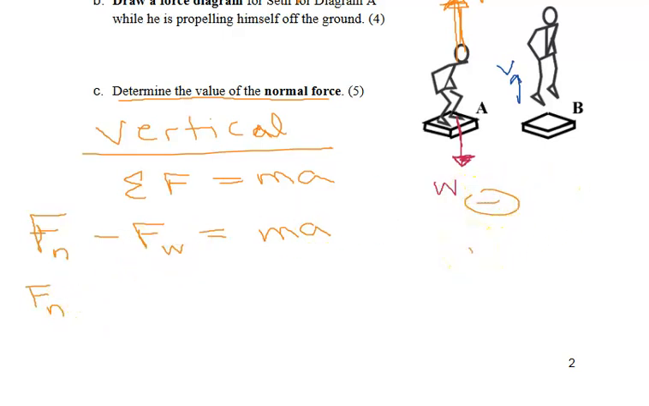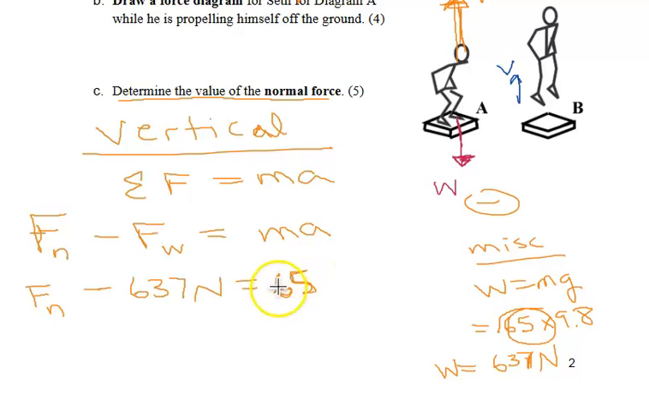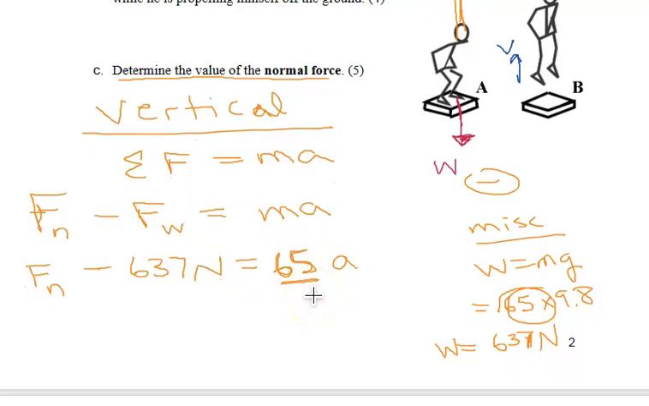Let's go into the miscellaneous column to calculate his weight. That's 65 kilograms times 9.8 meters per second squared, which turns into 637 newtons. So the earth is pulling him down, whether he wants it to or not, even though he's trying to jump up, with 637 newtons. And he's got 65 kilograms of inertia that are resisting his change. That's just mass, not weight. This is the pull from the Earth. This is how much he resists change, which is measured by his mass.